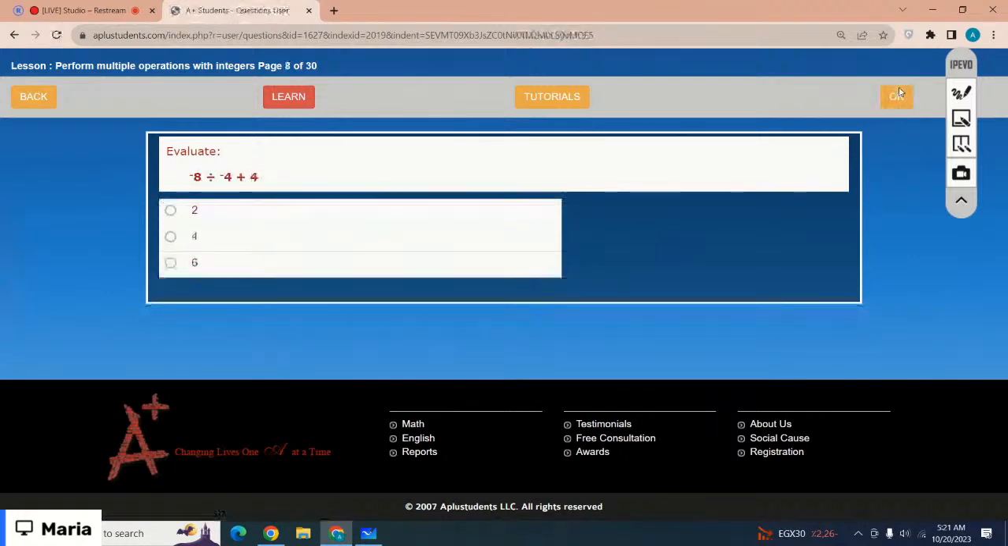Okay, negative 8 divided by negative 4 plus 4. First of all, you have to divide, right? Negative 8 divided by negative 2. Both the numbers are negative, so the answer must be positive. That would be 2 plus 4. So 2 plus 4 is 6. The correct option is 6.